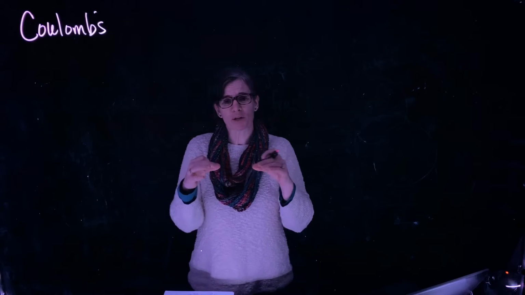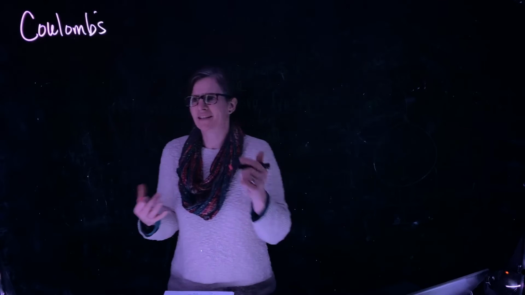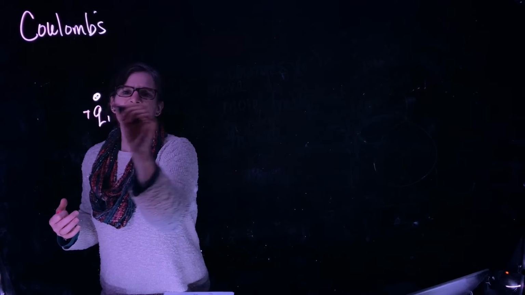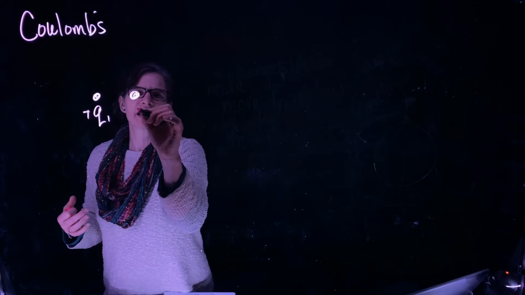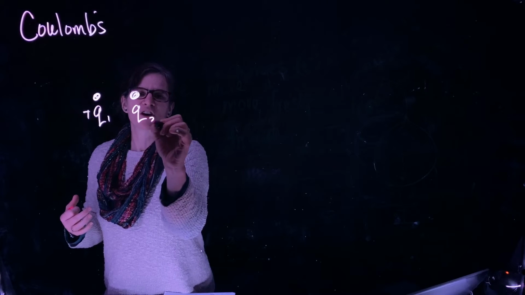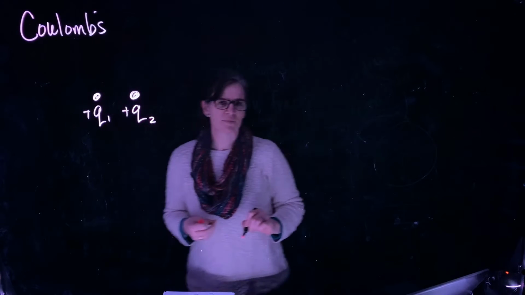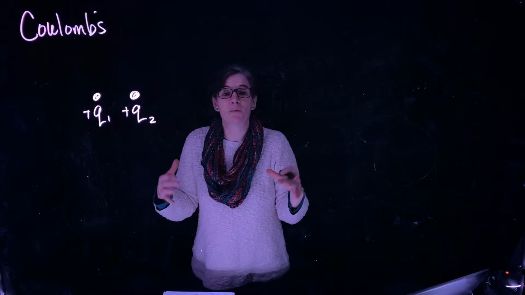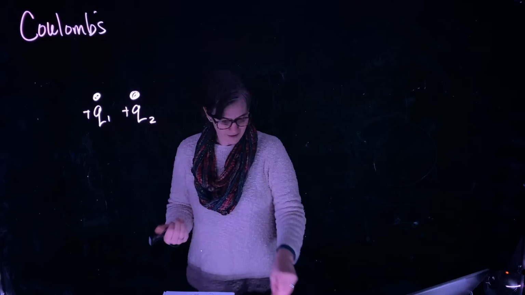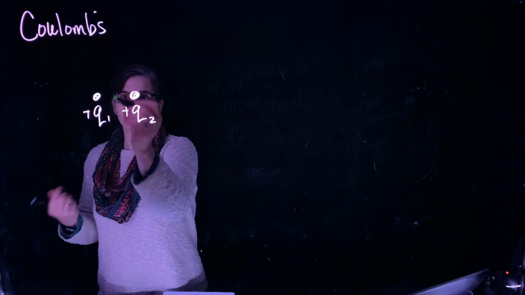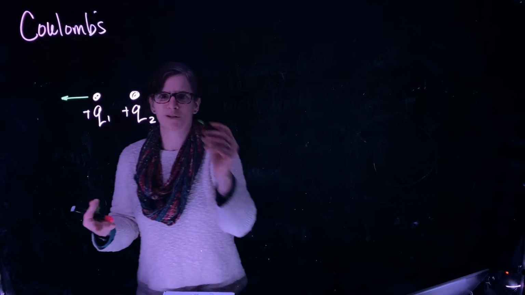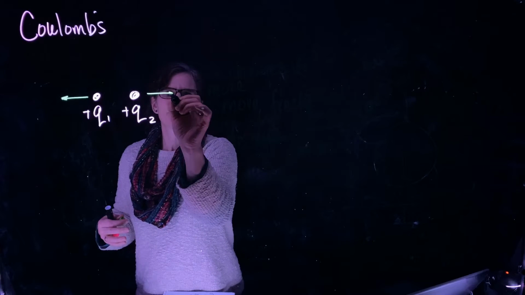Well, if I were to put two like objects, let's say I had a positive charge Q1 and I put that next to a positive charge Q2, and I let go of them, they would repel one another. If they were allowed to move, charge 1 would go from not moving to moving in that direction, and charge 2 would go from not moving to moving in that direction.